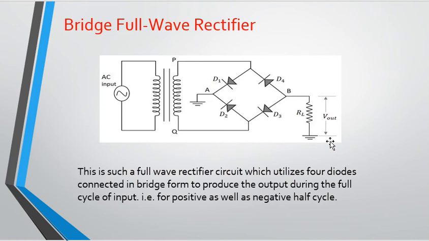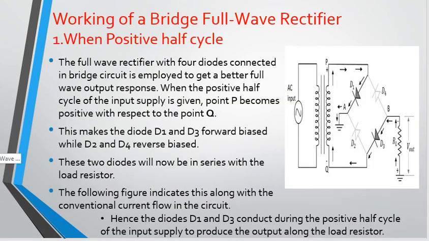So this is a full wave rectifier circuit which utilizes four diodes connected in a bridge form to produce the output during the full cycle of input. That means for the positive as well as for the negative half cycle. Now we will see the operation of the bridge full wave rectifier for both cycles one by one. First we will see when the positive half cycle of input is applied to the circuit.